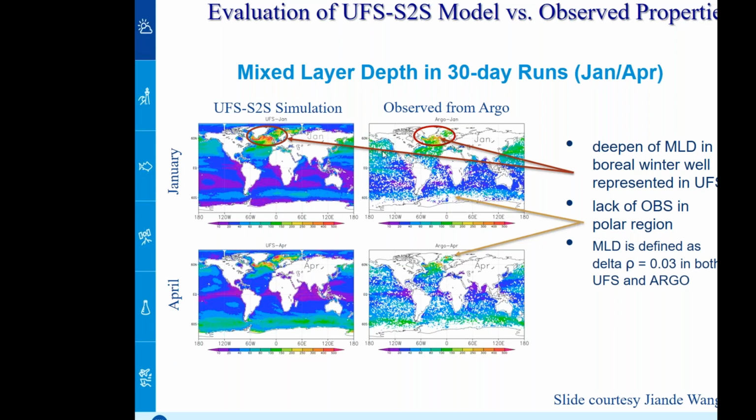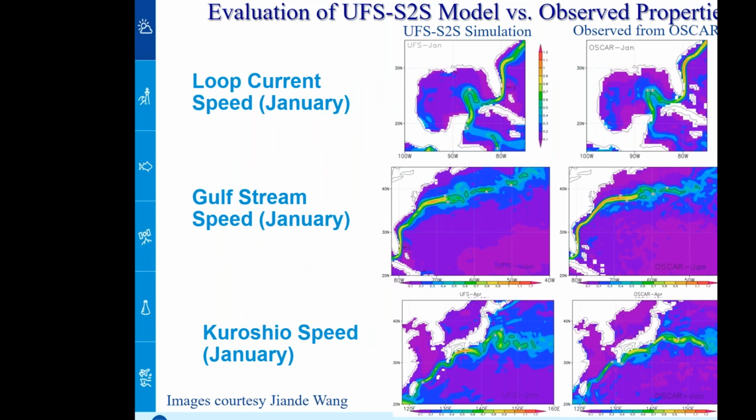So this is a comparison of the January and April mixed layer depths in 30 day runs, initialized from observations. You let the model go, look at it at the end of the month in comparison, for instance, with Argo, and it shows a seasonal cycle that is doing pretty well. Similarly, you can look at things like the speed associated with the loop current or the Gulf Stream or the Kuroshio. And so this is one that's tracking reasonably well with observations.